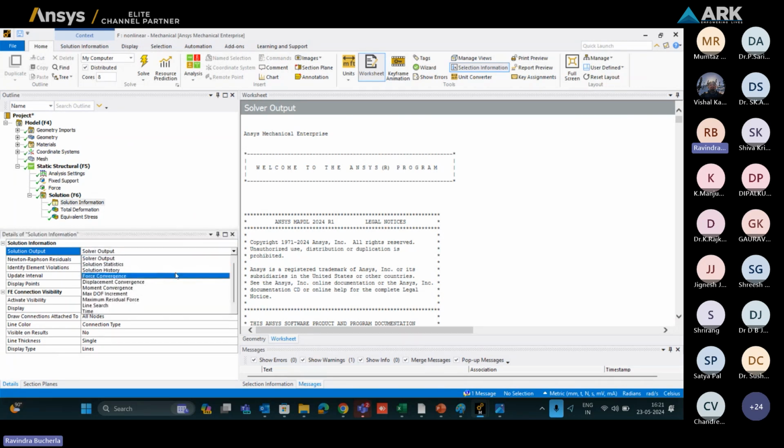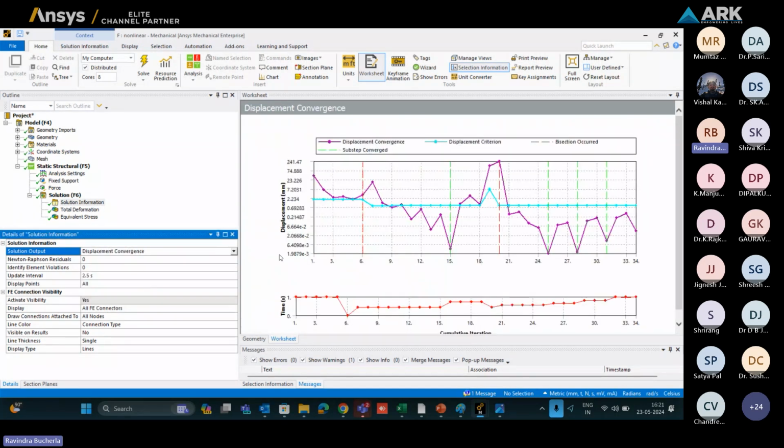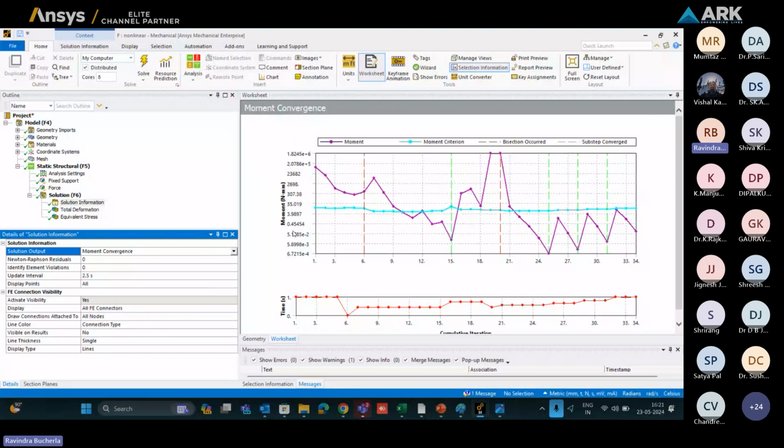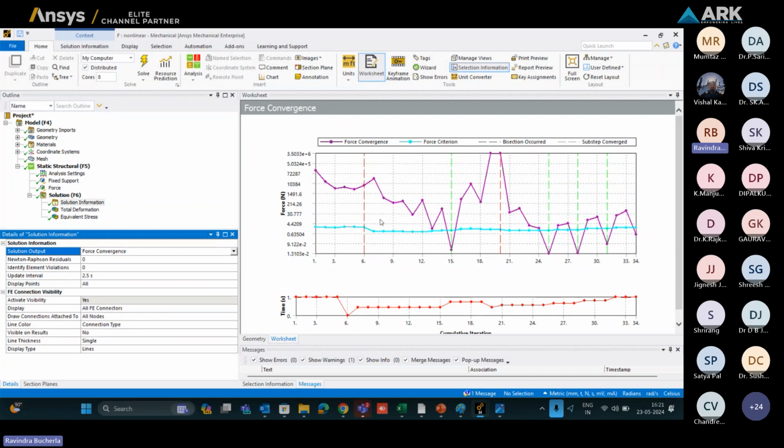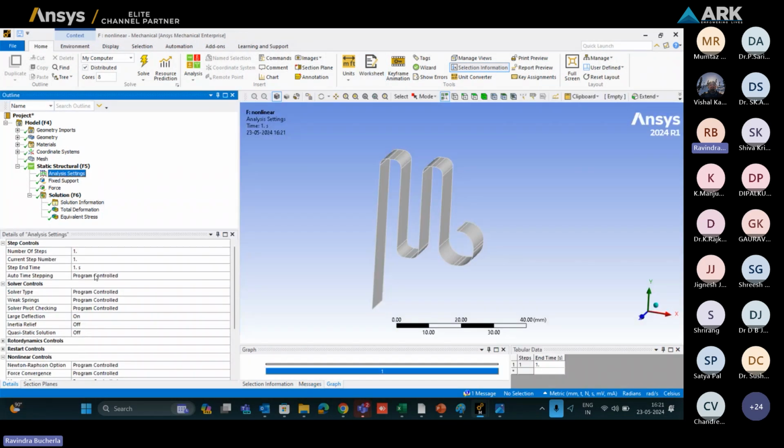Okay, let's see the other convergence. So this is displacement convergence, displacement versus time, and moment convergence. So this is how we will solve and how we will be taking the time steps.